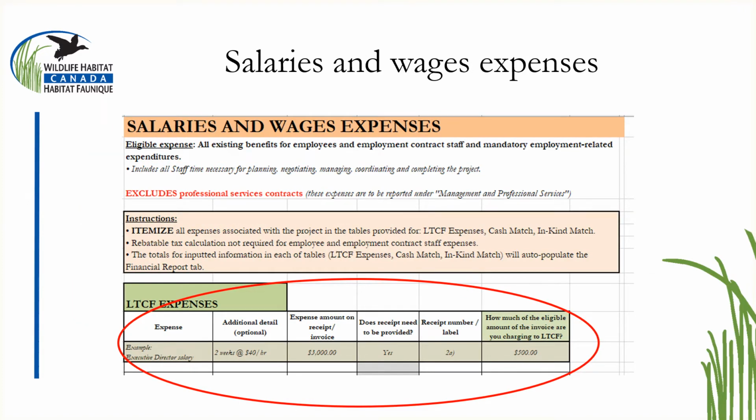Salaries and wages. These expenses include staff time necessary for planning, negotiating, coordinating, managing, and completing the project, existing benefits for employees and contract staff, and mandatory employment-related expenditure. Please note, employees and employment contract staff time are not subject to rebatable taxes calculation. Excluded are professional services contracts. These expenses are to be reported under management and professional services. Complete the sheet as needed.